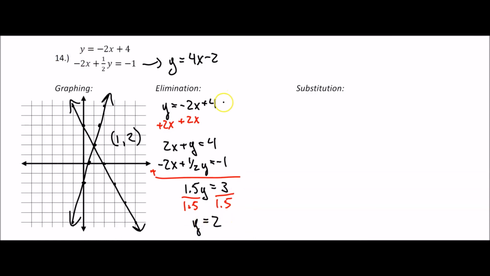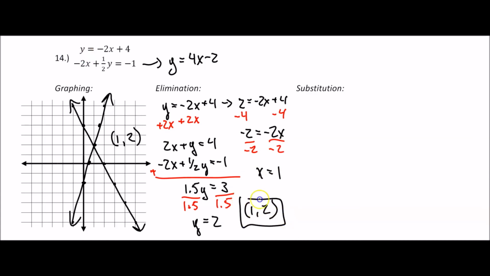I still have to plug it back in. If I plug it back in up here, I get 2 equals negative 2x plus 4. I'd have to subtract that 4 from each side. And then divide by the negative 2. So I get x equals a positive 1, so I still get the ordered pair 1, 2. And I should get the same answer each time for this. It's just a matter of which method ends up being the easiest.